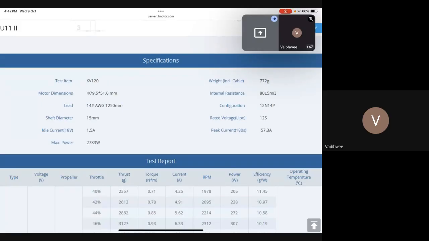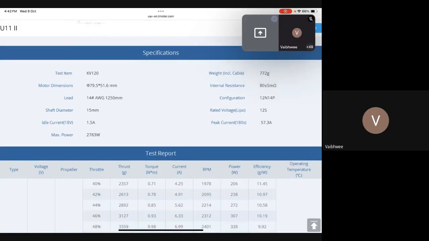When the motor was tested under lab conditions, it was found that it has around a 120 kV rating, which means it is going to give 120 RPM for every volt supplied, and the motor weight is 772 grams. The lead that you see is a 14 AWG wire. This is talking about the motor terminals, the wires acting as the motor terminals. Then the configuration is 12N 14P.